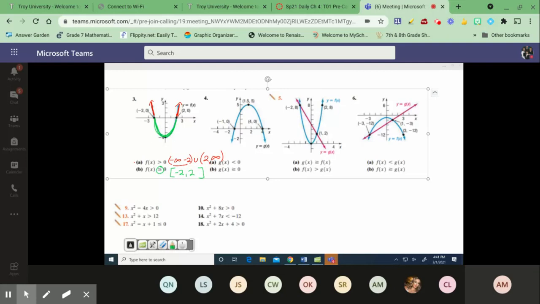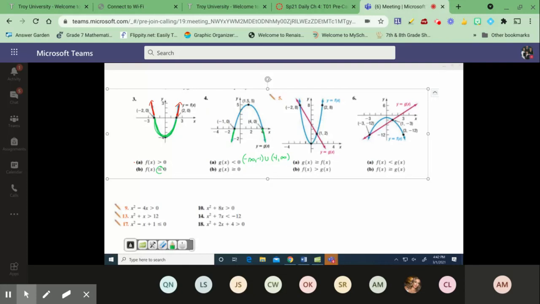So what did we come up with? g of x is less than 0. So I want when y is below 0, right? I'm coming from negative 1 to a 4. So negative infinity, comma, negative 1, union 4 to infinity. Yes?